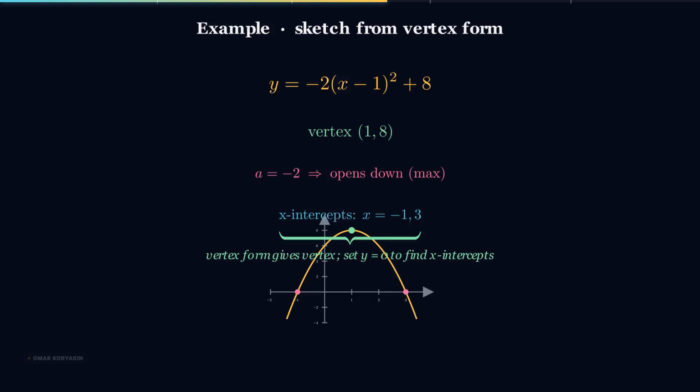Find the x-intercepts. Set y equal to 0 and solve. -2 times (x minus 1) squared equals -8. Divide: (x minus 1) squared equals 4. Square root: x minus 1 equals plus or minus 2. So x equals 3 or x equals -1. 2 x-intercepts on the graph.